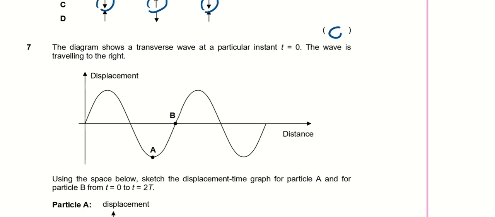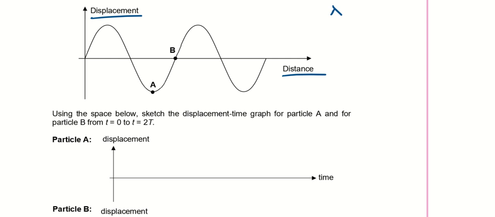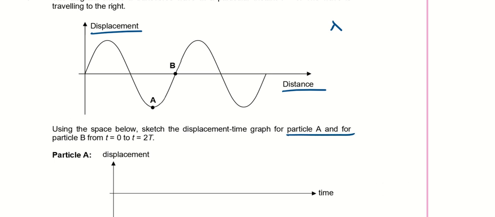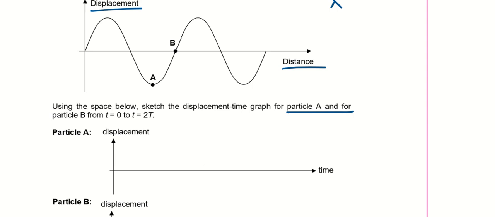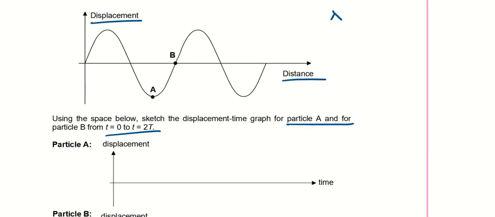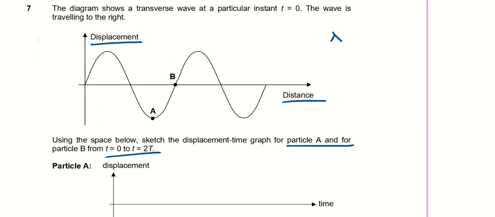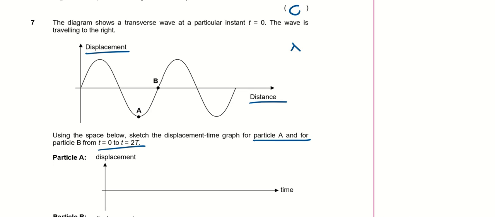Okay, question 7, we have a DD graph. So from a DD graph, we can get the wavelength. So it's good to always determine what graph you're dealing with and what things you can get from it. It shows a transverse wave, then draw the displacement-time graph for particle A, and for B, from t equals 0 to t equals 2T. Okay, 2T means 2 periods. So how do we approach this? What will A do?